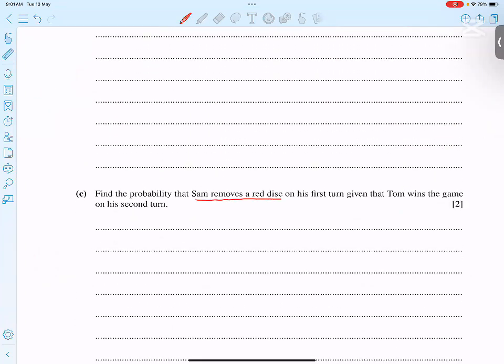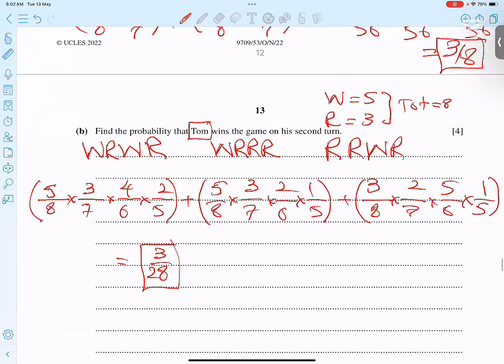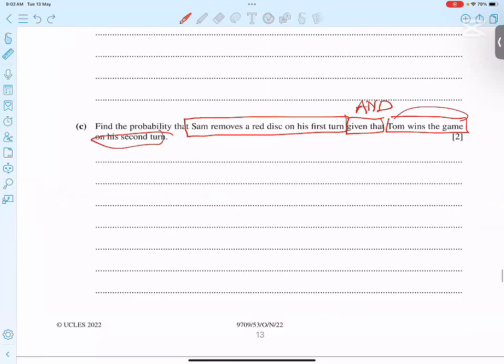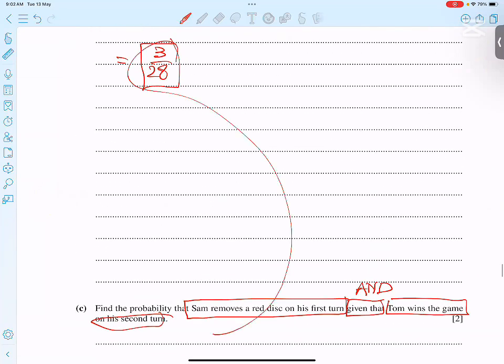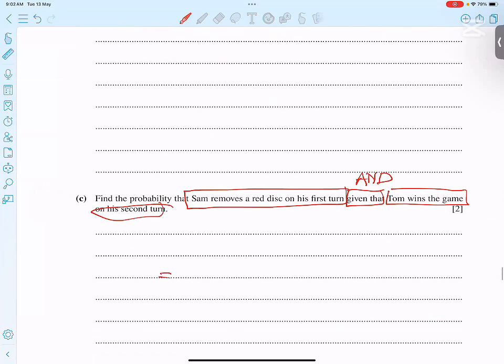Sam removes a red disc. Okay. And on the first turn, make sure Sam removes white first. And given that, we treat it as an 'and', Tom wins the game on his second turn. So this means this is the answer. Tom wins the game on the second turn. So this answer will go indirectly in the denominator. So I'm writing here 3 out of 28, because after 'given that', whatever probability will go in the denominator.